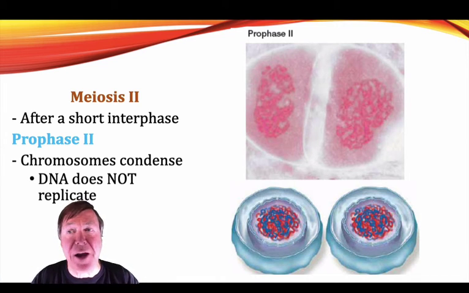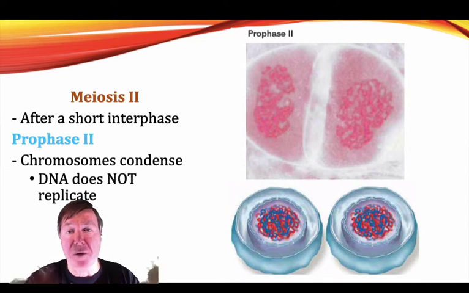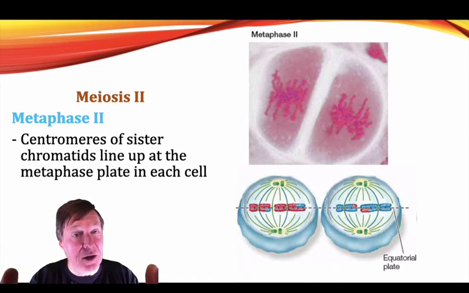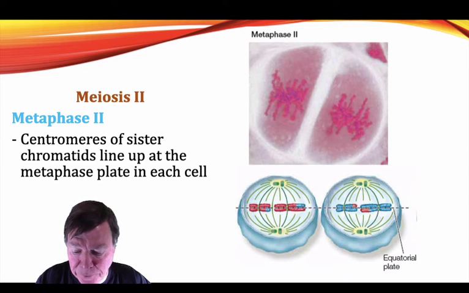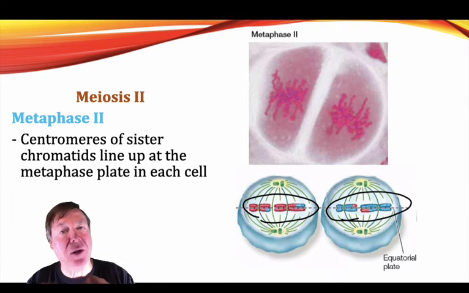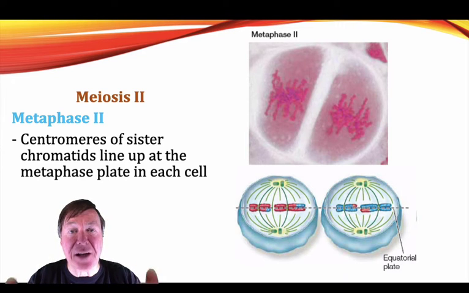What happens in prophase? Chromosomes thicken up, the nuclear envelope disappears, spindle fibers form. Same thing in meiosis 2. Metaphase 2. All right? Here you can see they're lined up in the middle. There's the chromosomes again, again with a little bit of moms, a little bit of dads. Okay? In metaphase, they line up in the middle.